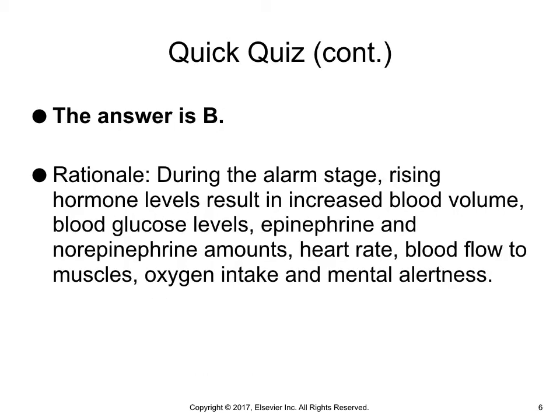The answer is B. An increased heart rate. During the alarm stage, rising hormone levels result in increased blood volume, blood glucose levels, epinephrine and norepinephrine amounts, heart rate, blood flow to muscles, oxygen intake and mental alertness.